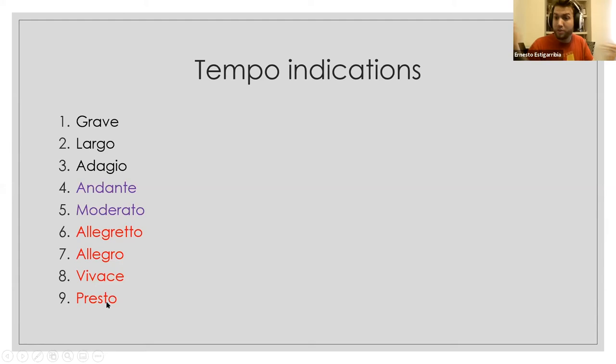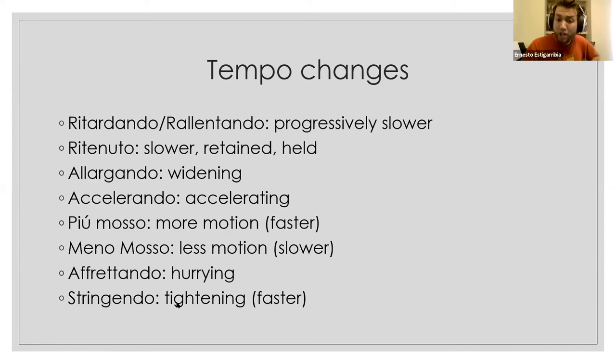There are also tempo changes that we indicate with Italian. And we're mostly going to talk about Italian terms today. This ritardando, ralentando, which means progressively slower. That means you get slower and slower and slower. Ritenuto, which is slightly different than ritardando, which means immediately slower. And you will find this in music for maybe a couple bars where it says ritenuto. That just means like held. So you immediately go slower. So there's no progression to it. You just get slower immediately.